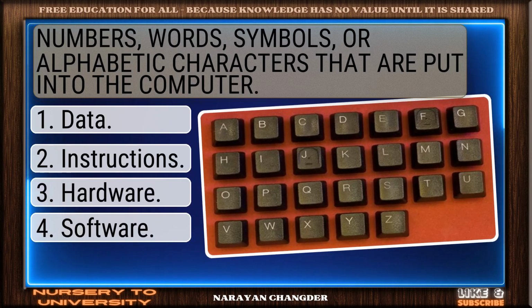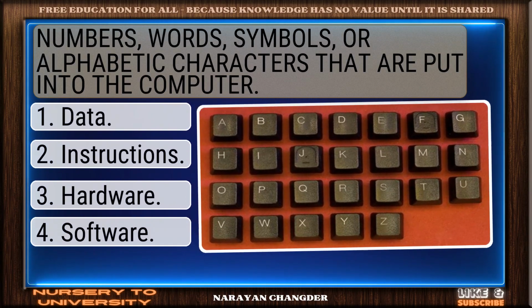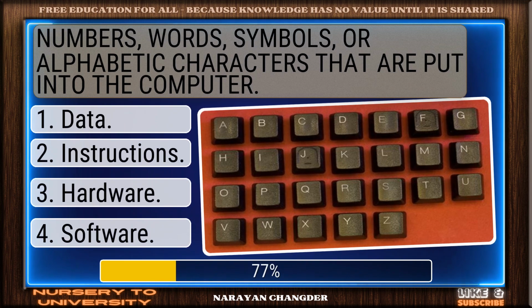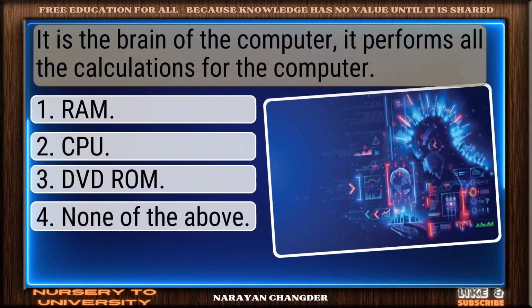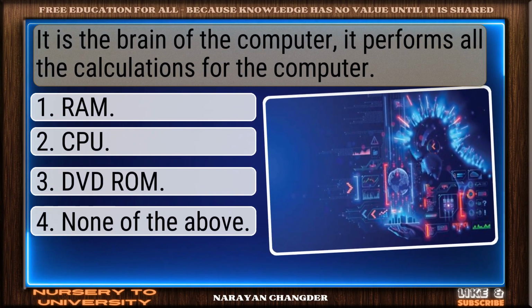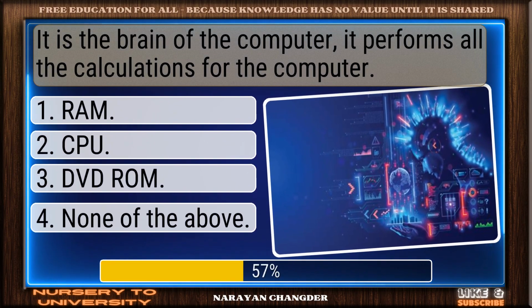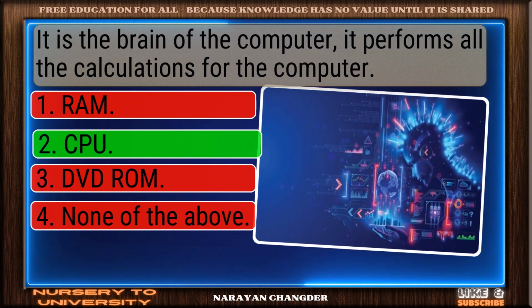Numbers, words, symbols or alphabetic characters that are put into the computer. Good thinking. Data is right. It is the brain of the computer. It performs all the calculations for the computer. Excellent choice. CPU is right.